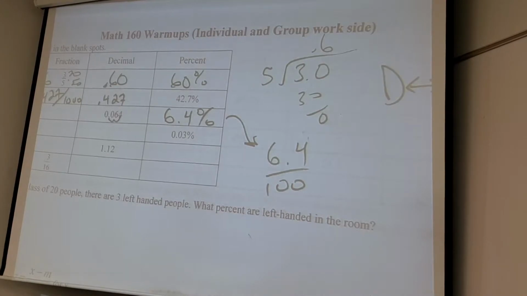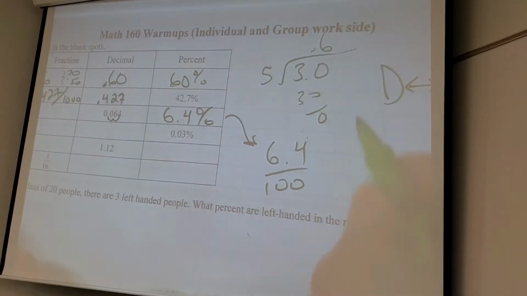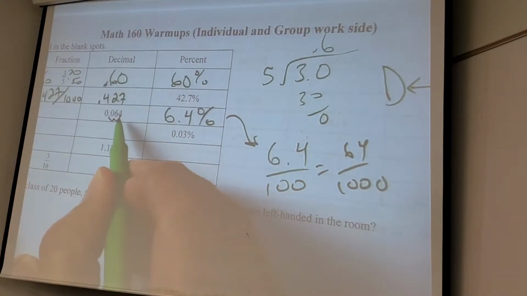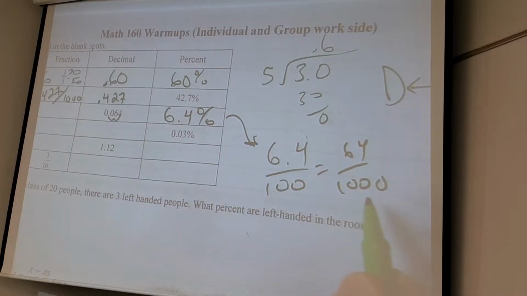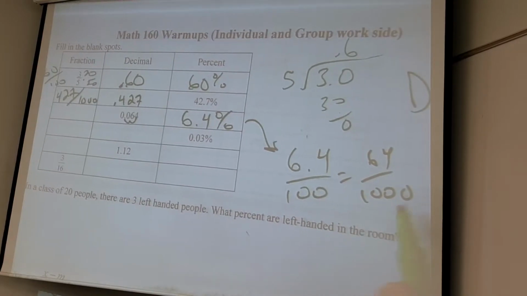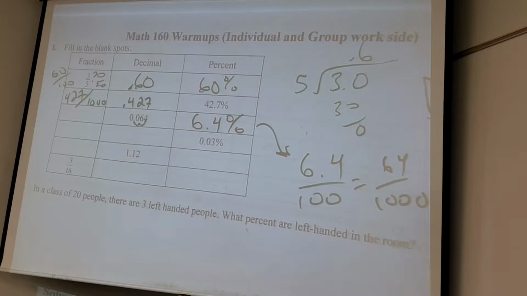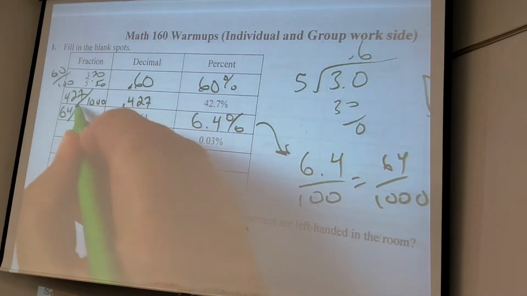So then it becomes 64 over 1,000. Why does that match up with what we should have known anyway? Because this is in the thousands place, right? That's why it's 64 over 1,000. Math is self-consistent. If it wasn't, we'd throw it all out, and we'd still be living in caves.